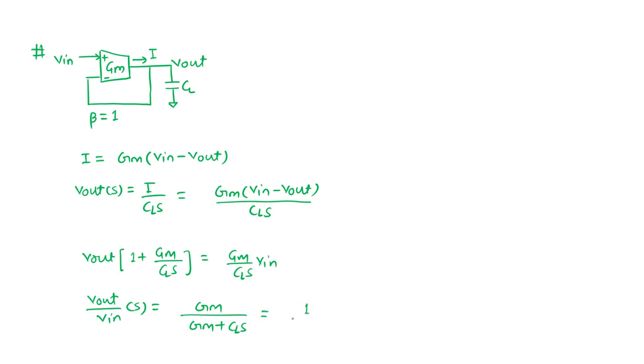What we can see, it is 1 upon 1 plus CL by GM times S. So this is the transfer function. So what is the DC gain? DC gain is 1. Okay. And what is the UGB? UGB is GM by CL. Again we can say it is the same. And we can also calculate: for the DC gain, we put S equal to 0, and for the UGB we will put this magnitude to 1.